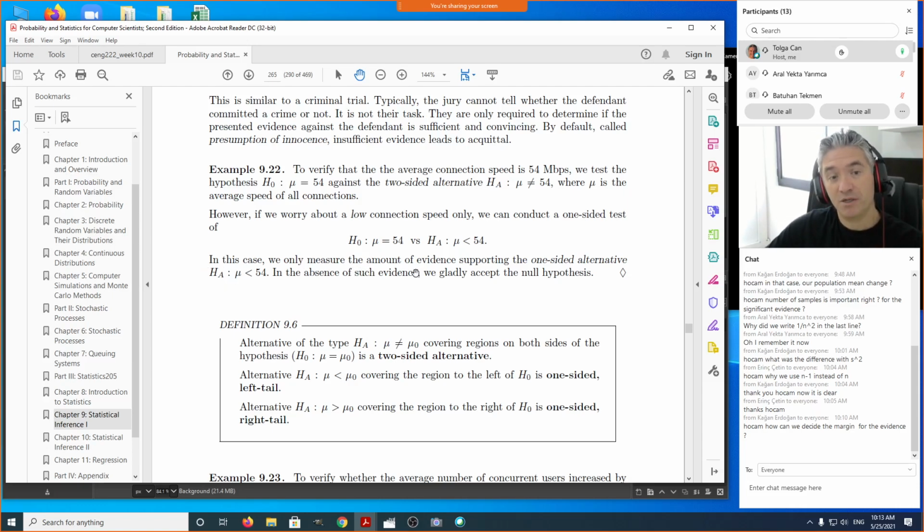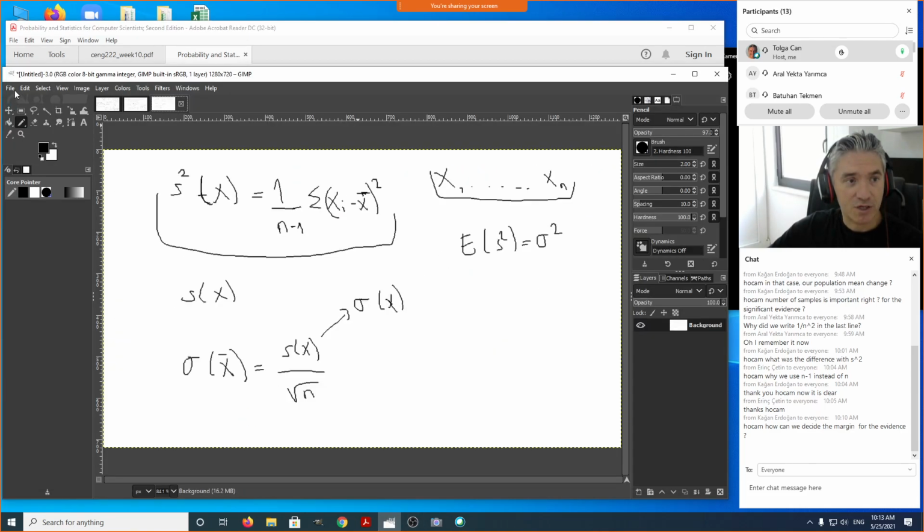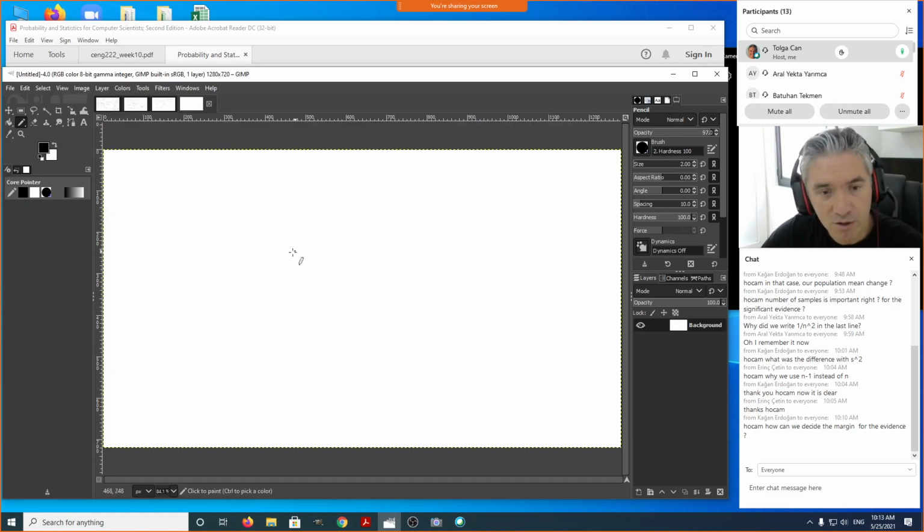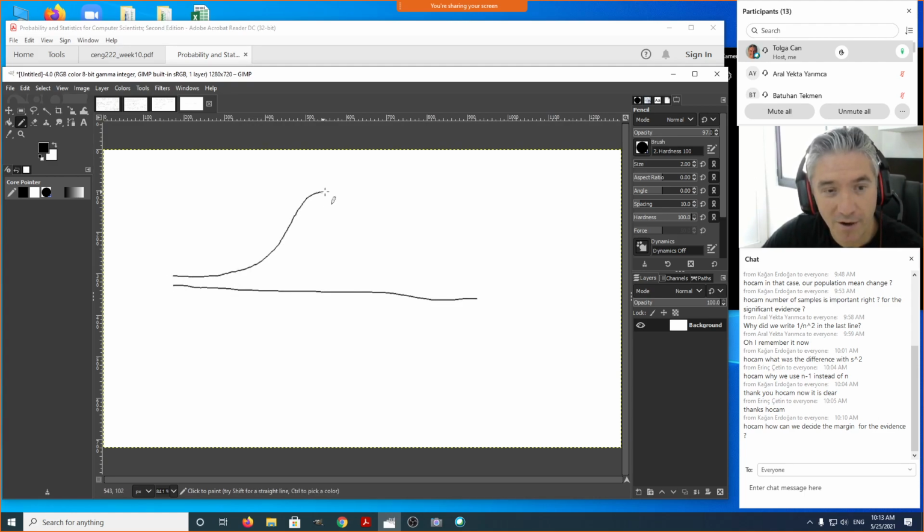Okay, so this is how we do it if we have significant evidence. If we only measure the amount of evidence supporting the one-sided alternative, we care about such evidences. If we have significant evidence that it is less than 54, we will say to the internet service provider, no, you're lying. It's not significantly lower than that. In the absence of such evidence, we will just gladly accept the internet service provider's claim. So if I draw the acceptance and rejection regions here, it's going to be something like this. So this is our null hypothesis distribution, in which mu is at 54.